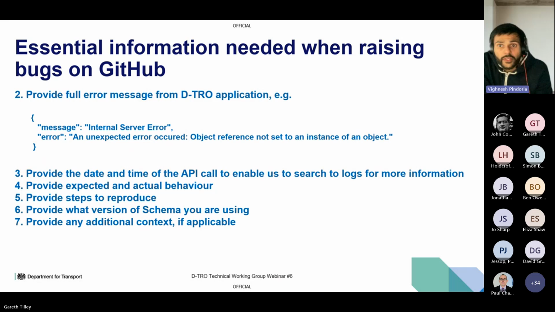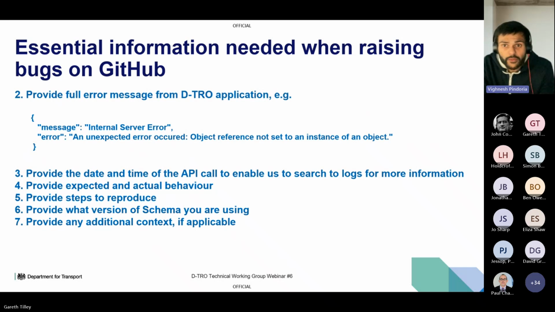And provide the full error message that comes directly from D-TRO. So in this case, this is internal server error as we've used as an example. Hopefully you see less of this and more useful error messages, but whatever error message you see, please pass that along. Provide the date and time when you made the call and saw the error. This will allow us to look into our logs to find more information. Also provide what you were actually expecting to happen. So if you're expecting some sort of success or a different error message or different message in return, please let us know so we can clarify exactly whether this was expected or not.